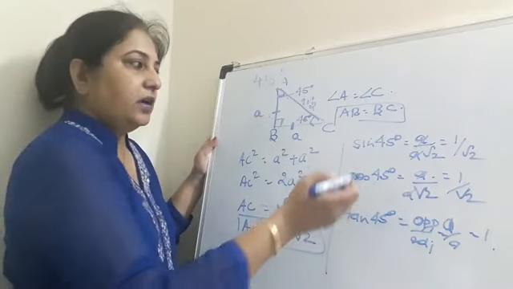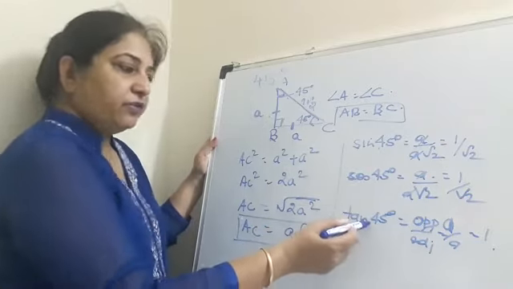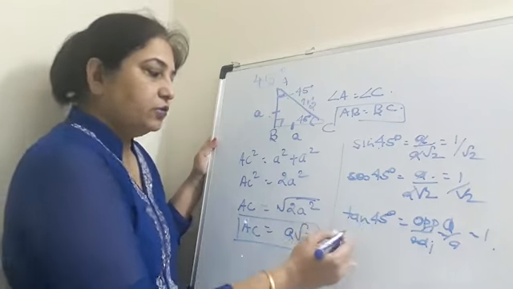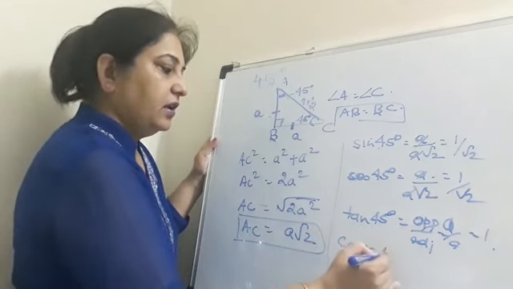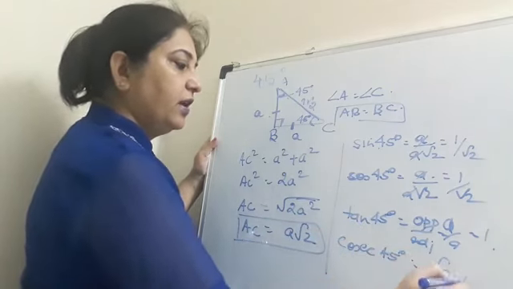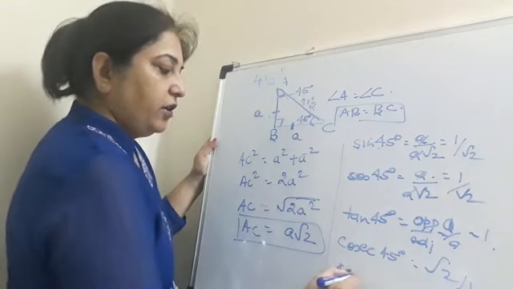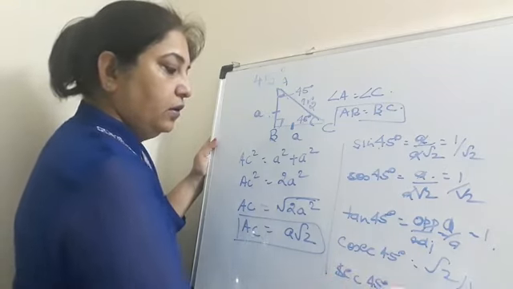Now since you have taken out sine 45, cos 45, tan 45, it will be easy for you to take out cosec 45, which will be root 2 by 1. Sec 45 will be root 2 by 1.